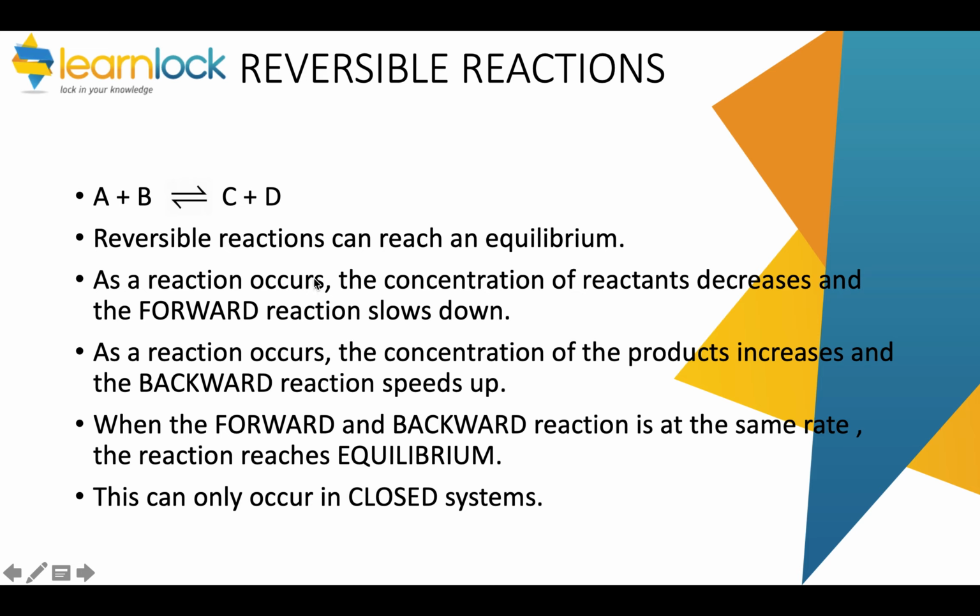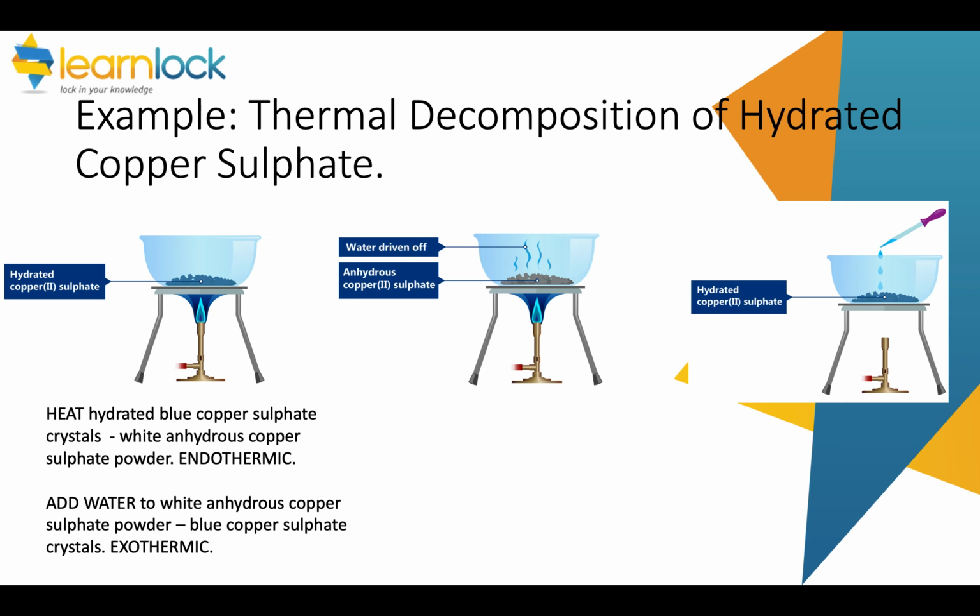Reversible reactions can reach an equilibrium. What does this mean? Well, as a reaction occurs, the concentration of reactants decreases and the forward reaction slows down. At the same time, the concentration of the products increases and the backward reaction speeds up. When the forward and backward reactions are at the same rate, the reaction reaches equilibrium. This can only occur in closed systems, so a system where, for example, gases can't escape.